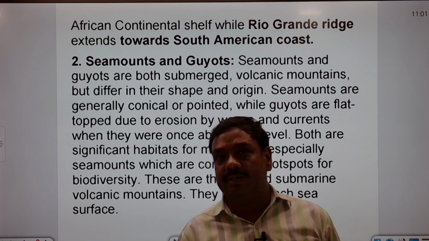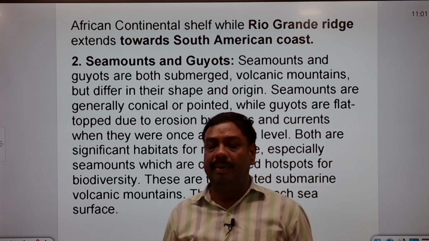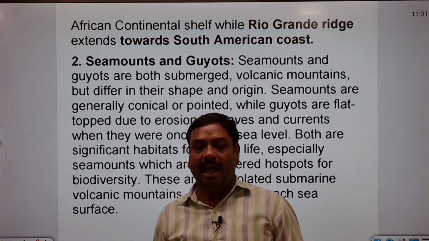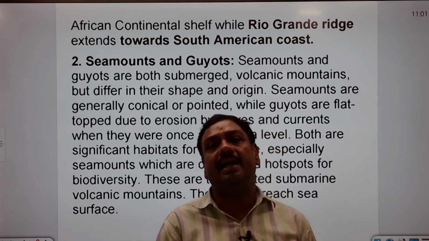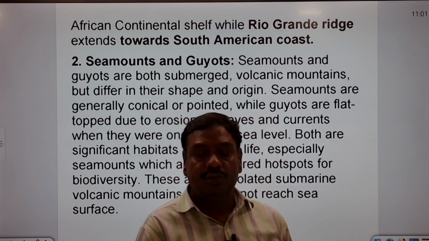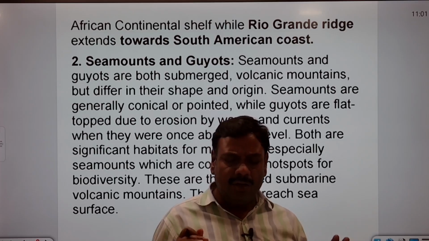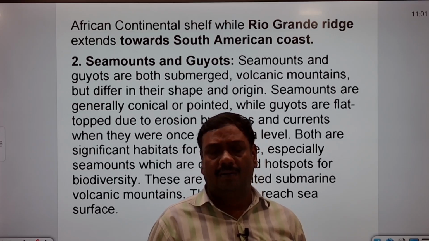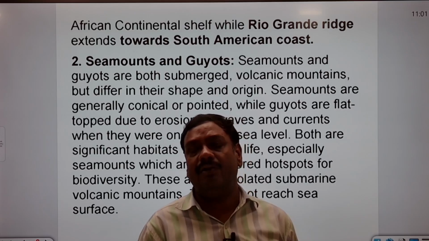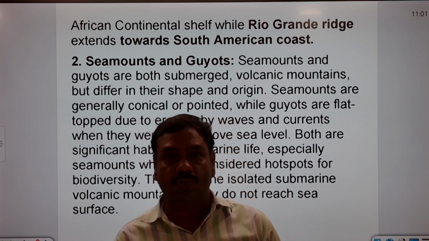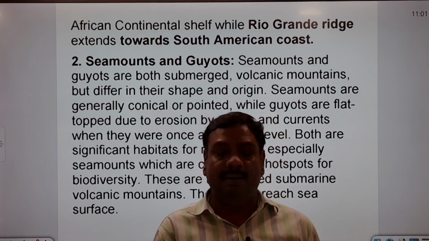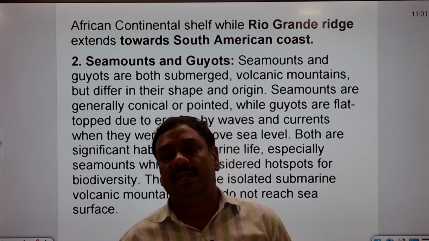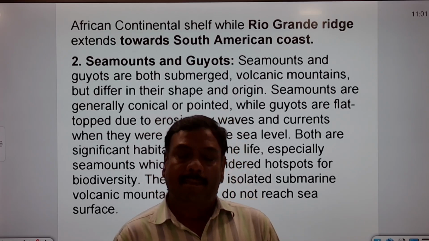But we are not confined to this mid-Atlantic ridge only. We have so many ridges in the Indian Ocean and in the Pacific Ocean too. You can go through some of the text, and if you Google on your internet, you can find some of the ridges that are present in the Indian Ocean as well as in the Pacific Ocean.